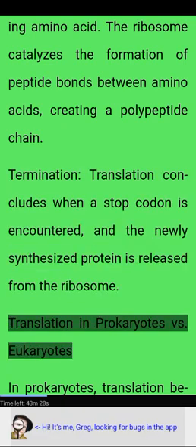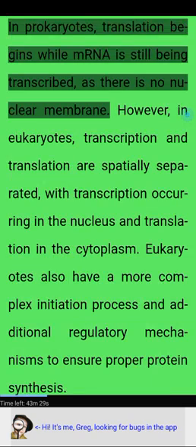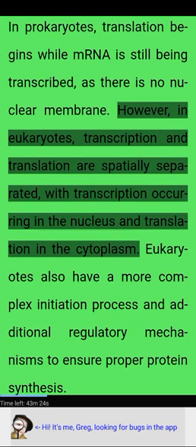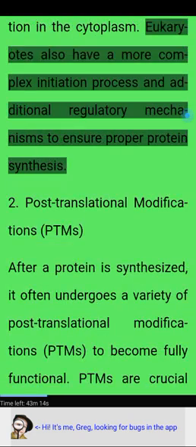Translation in prokaryotes versus eukaryotes. In prokaryotes, translation begins while mRNA is still being transcribed, as there is no nuclear membrane. However, in eukaryotes, transcription and translation are spatially separated, with transcription occurring in the nucleus and translation in the cytoplasm. Eukaryotes also have a more complex initiation process and additional regulatory mechanisms to ensure proper protein synthesis.